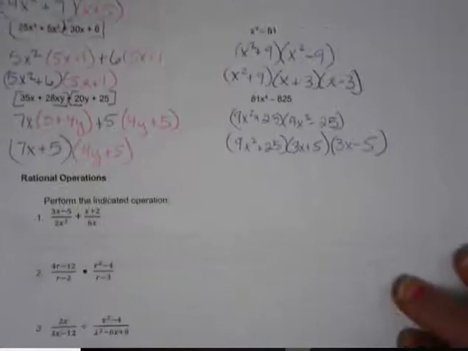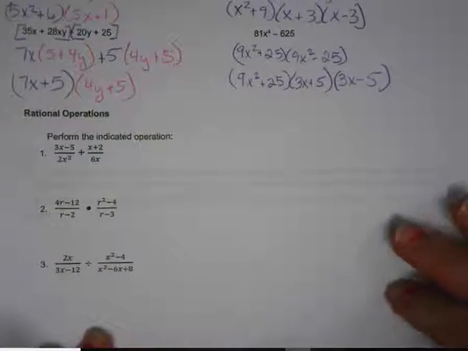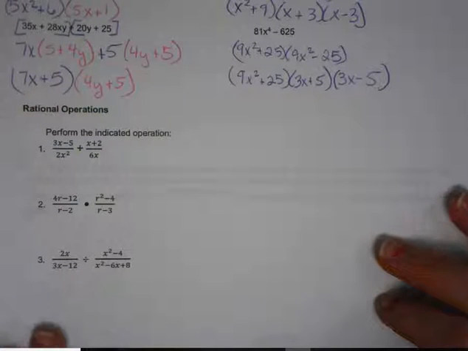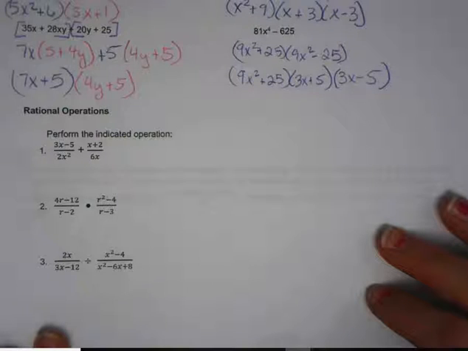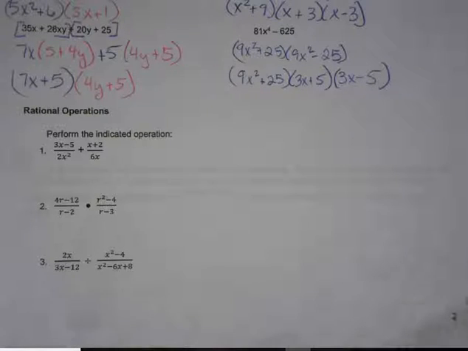All right, moving on. We have rational operations. It wants us to perform the indicated operation. So the first one says 3x minus 5 over 2x squared plus x plus 2 over 6x. On this one, I'm going to do it on a separate sheet of paper so that I can show you all of the steps. So let's see.